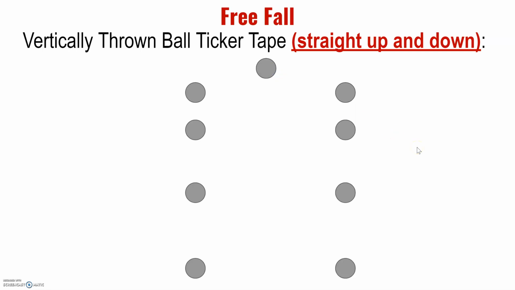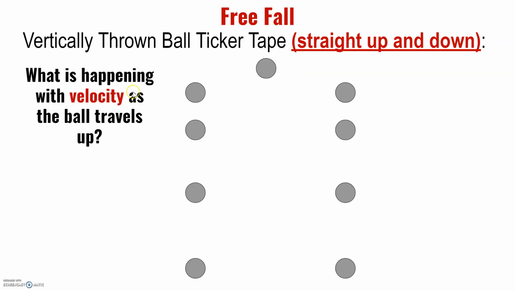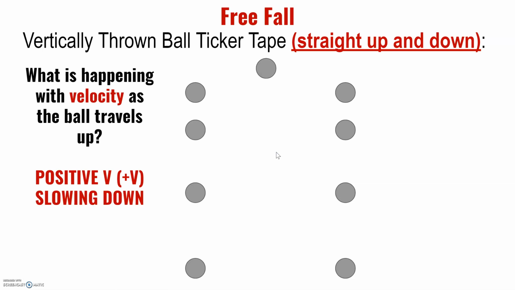Okay, so what we want to do is answer what is happening with the velocity as the ball travels in the upward direction. So first of all, I'm going to throw the ball up. In this case, it means it's going to be a positive velocity.